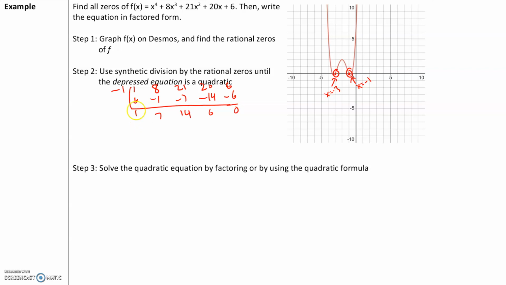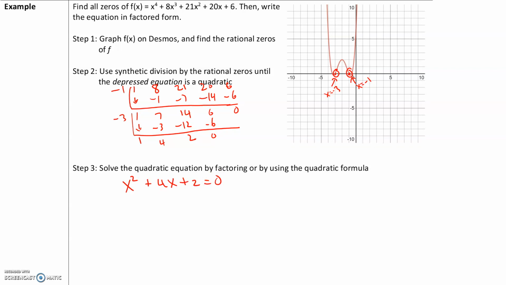Now use that depressed equation. We went from a degree 4 to a degree 3. We want to get it down to a quadratic. So use that depressed equation and now take -3 as the zero. Okay, so let's do synthetic division by -3. So we bring the 1 down. -3 times 1 is -3. That's a 4. -3 times 4 is -12. That's a 2. -3 times 2 is -6, and that's a 0. So our quadratic is going to be x squared plus 4x plus 2 equals 0.